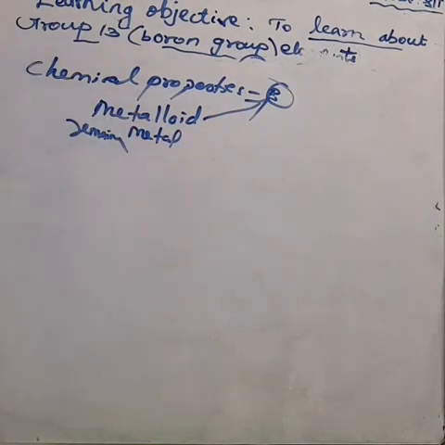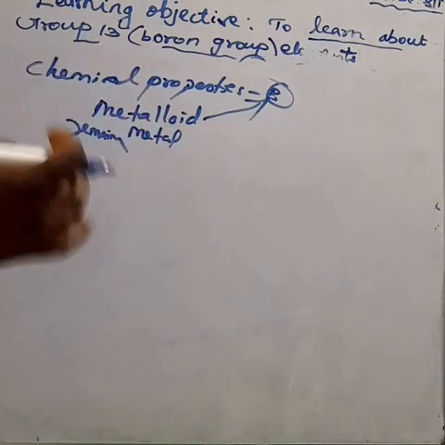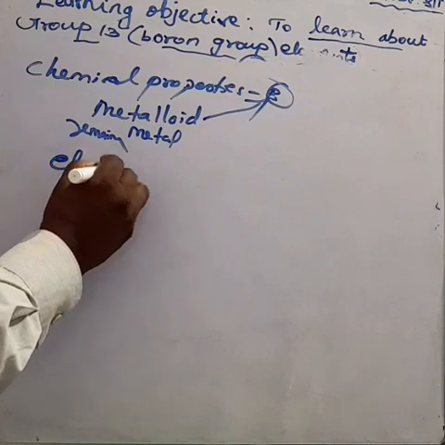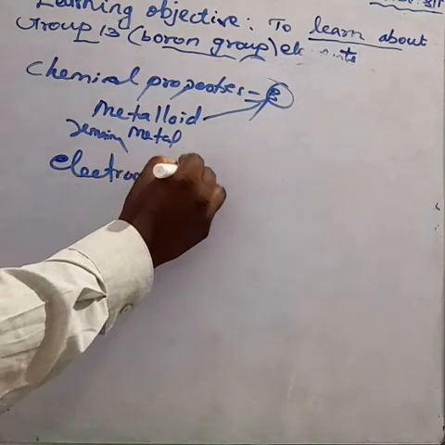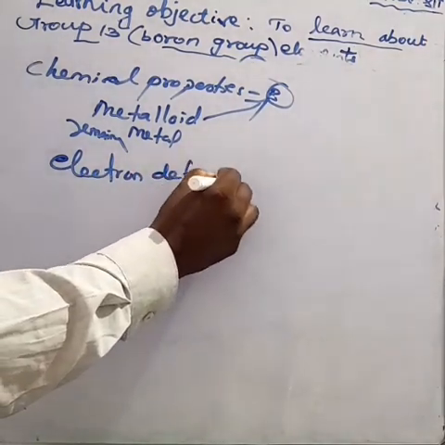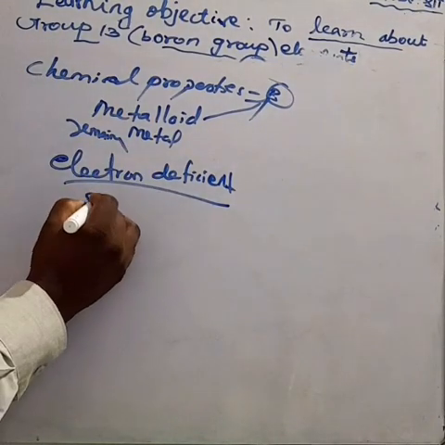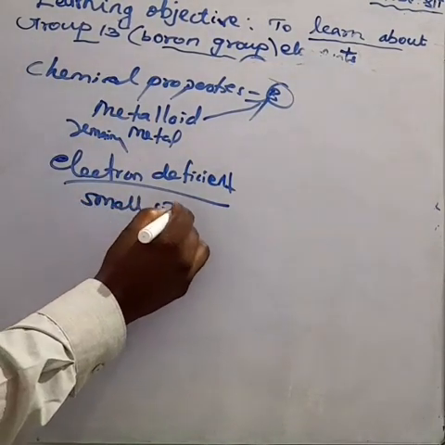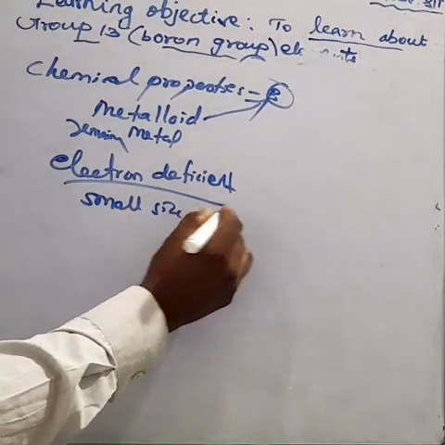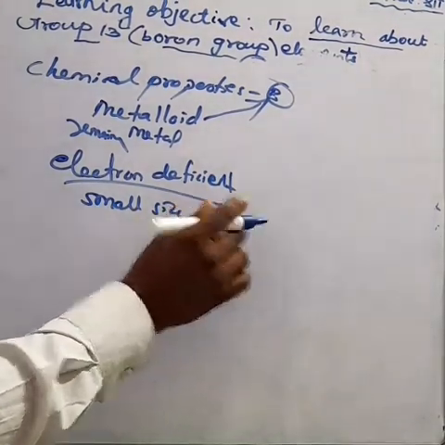And it is less reactive. Okay. It is reactive only at a higher temperature. Many of these boron compounds are electron deficient. That means a shortage of electrons. Am I right? Electron deficient. Okay. Why does it happen? It is due to the small size and high ionization energy. Okay. Here, the first one is the formation of metal borides.